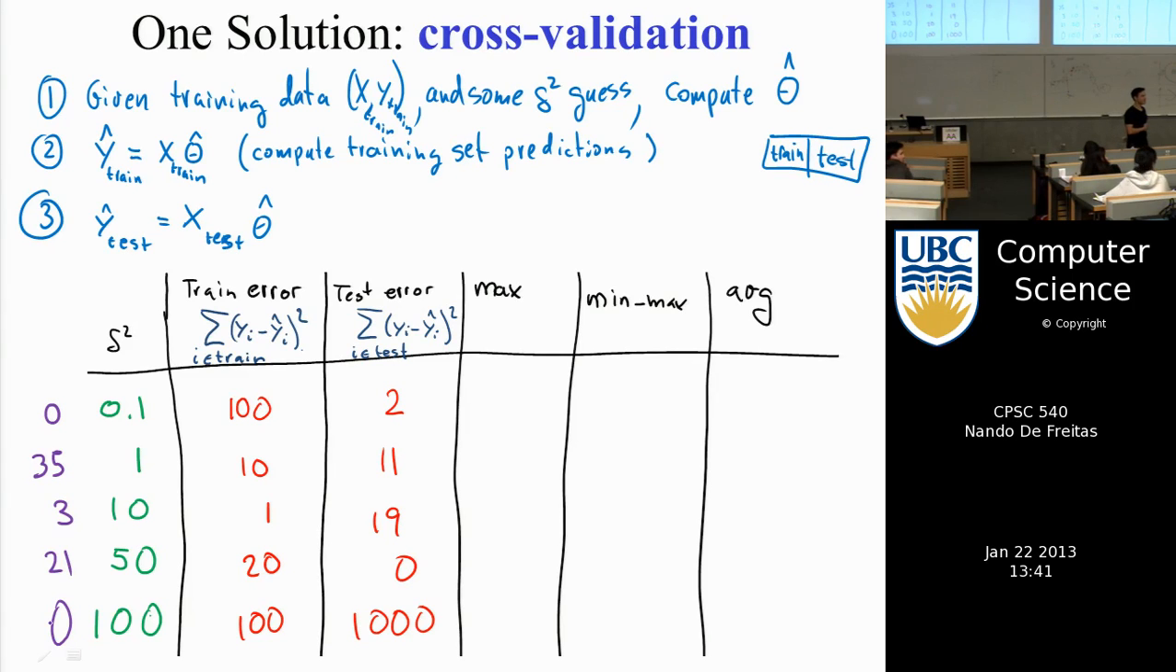I just wanted to make one point. Shouldn't that be relative error instead of absolute error, just to make sure that you're not counting more points for test error? Yeah, so for now let's assume that the data sets are the same size. And if not, then we would just normalize by dividing the error by the number of points in each data set. But that's a very good point. That's why we would need to normalize.